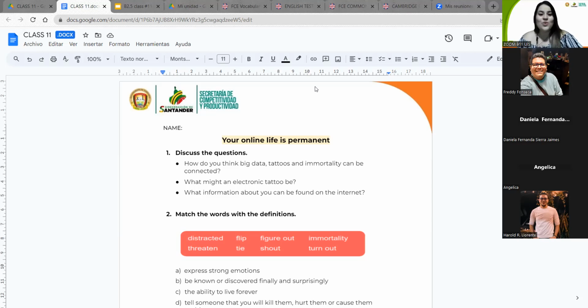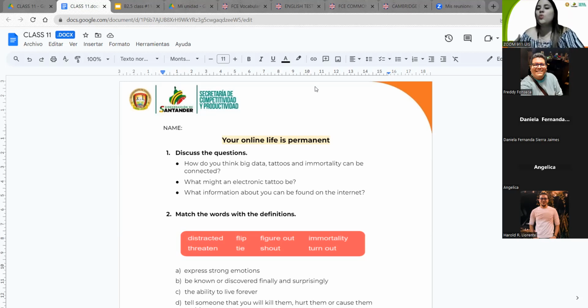Okay, guys, anything else? What do you think about electronic tattoo? What do you think they are? How can you relate an electronic tattoo with the title of the activity? Maybe it's like a small device that could have small sensors on your skin to track something, maybe. Yeah, that's why they call it electronic tattoo. When we say that your online life is permanent, it will be like an electronic tattoo.